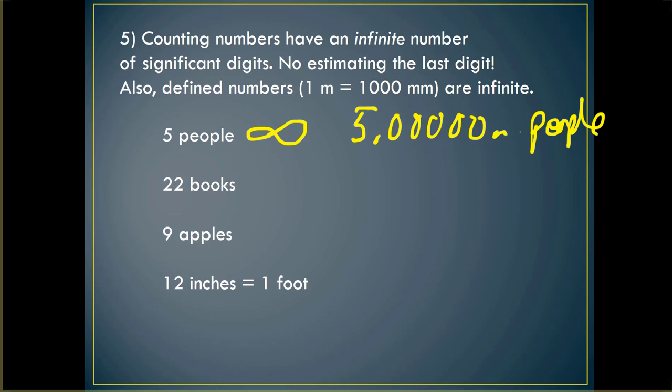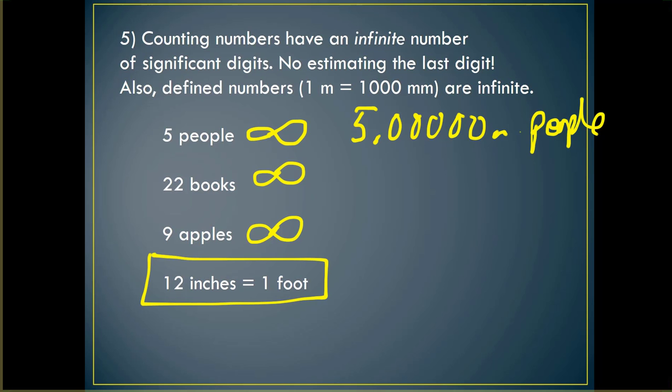The second example here, I have 22 books. Again, counting numbers, it's all infinite. And 9 apples. Apples doesn't sound very sciencey, but this is a counting number, so infinite sig figs. Where this rule is important is your conversion factors. Even though your conversion factor is written like this, 12 inches equals 1 foot, it's not 2 sig figs and 1 sig fig. Because this is a conversion factor, it has infinite sig figs.